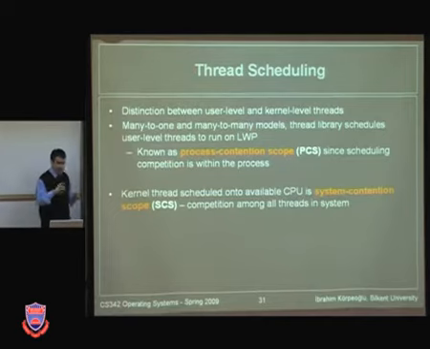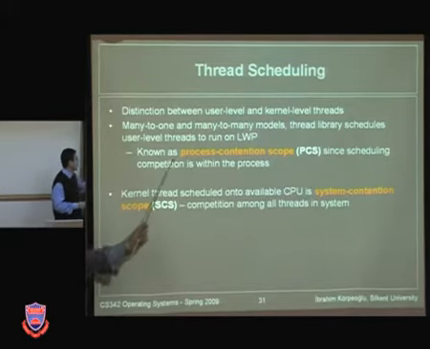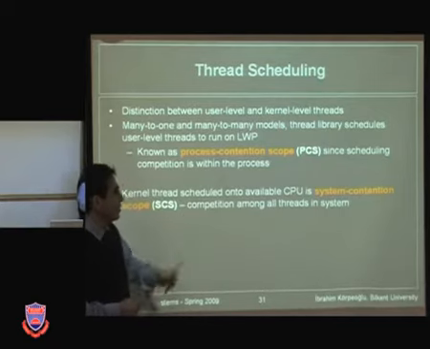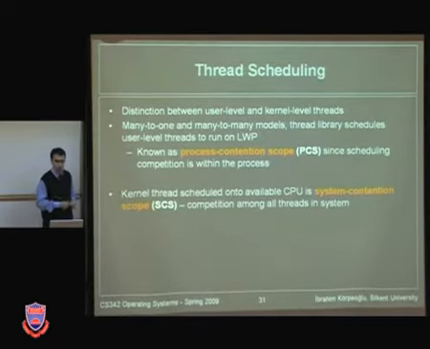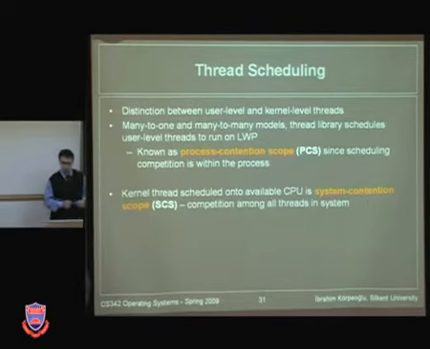thread, whether that thread will be scheduled by the thread library as part of that process or by the kernel, and so on. So if you are scheduling the threads as part of that process at the user level, that means you are scheduling in process contention scope. If you are using the kernel to schedule the threads, then you are using system contention scope to schedule the threads.